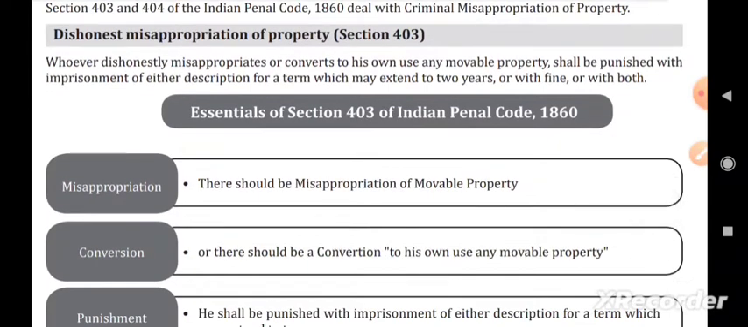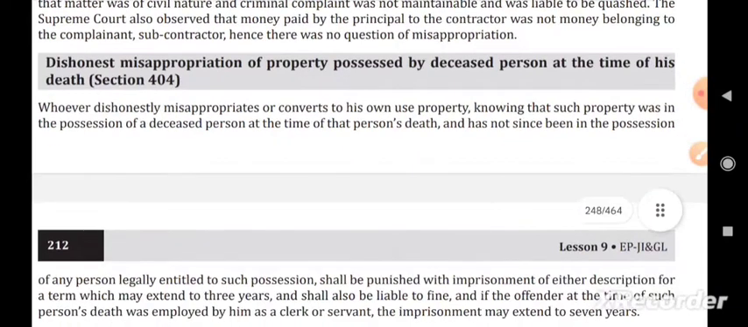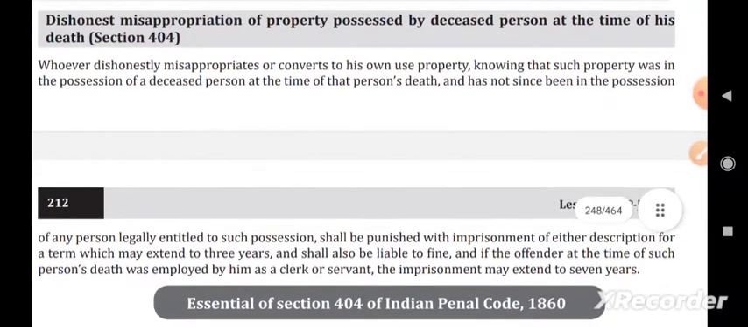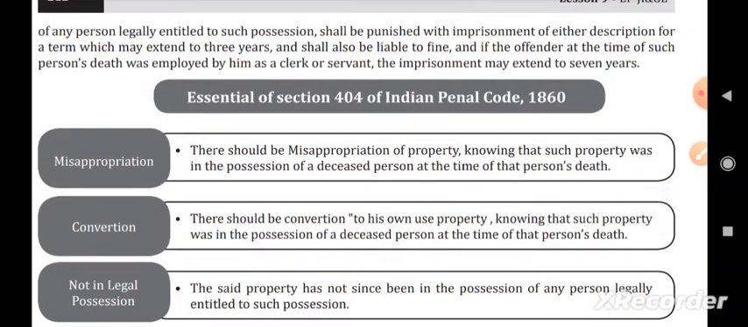Next we have the dishonest misappropriation of property possessed by a deceased person, under section 404. Whoever converts to his own use property, knowing such property was in the possession of a deceased person at the time of the person's death, will be imprisoned for 3 years.